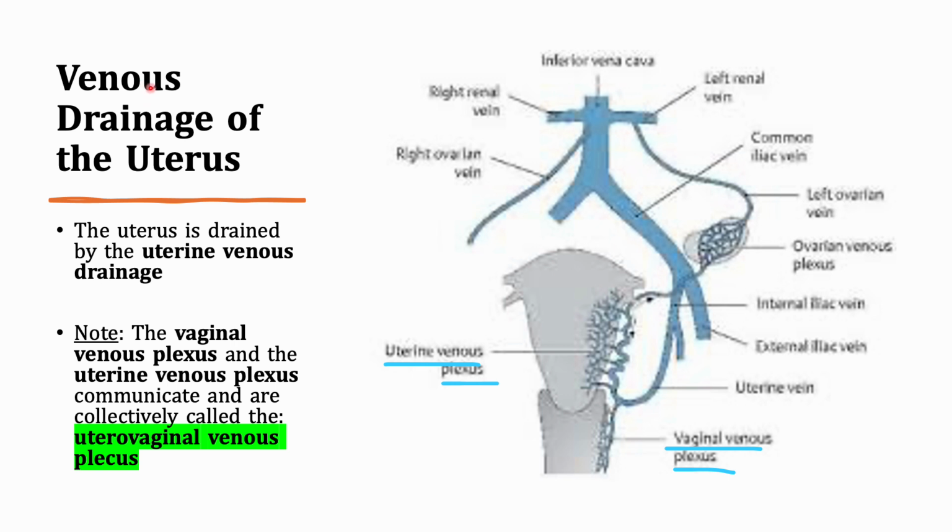So venous drainage of the uterus. We talked about the vagina, now we're going to talk about the uterus. The uterus is drained by the uterine venous plexus. Sorry, this is not drainage, this is plexus. So this is the uterine venous plexus right here. And actually the vaginal venous plexus and the uterine venous plexus communicate, so together they are collectively called the uterovaginal venous plexus.